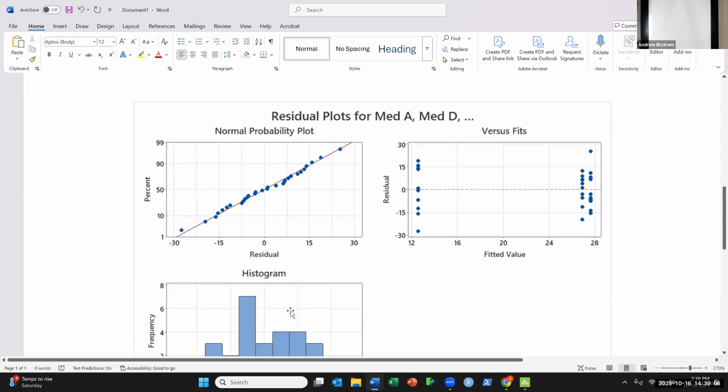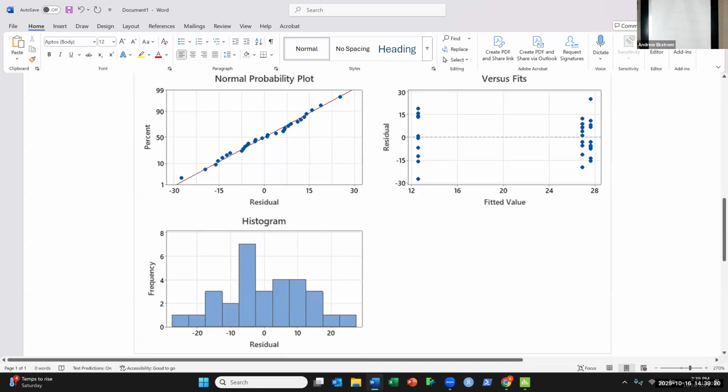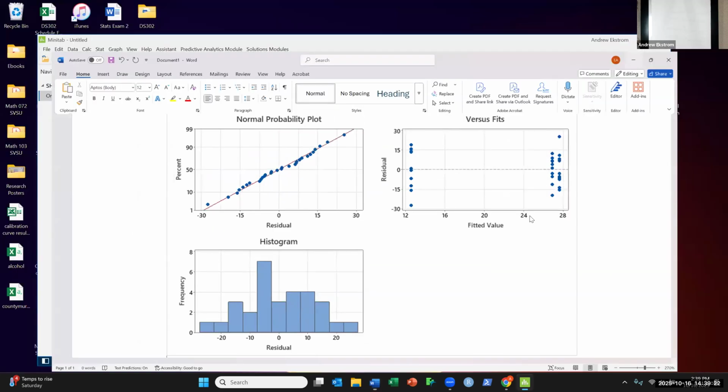And how do you train your eye to see all these different things? Basically, you have to have a couple dozen different stat classes or start working with data and doing these types of analyses all the time, which is time consuming.